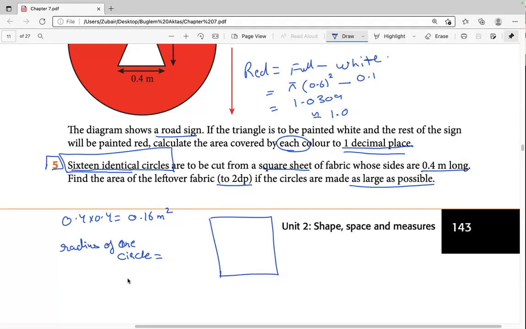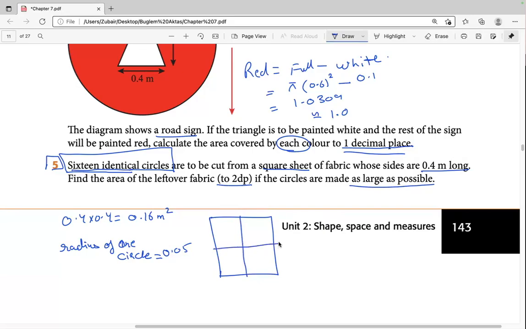I'm trying to think of one side of it. So with the 0.4, I'm trying to fit four circles in one side. That's right. And for each one, the radius is 0.05. That's right. The other way could have been just splitting it into 16 parts.